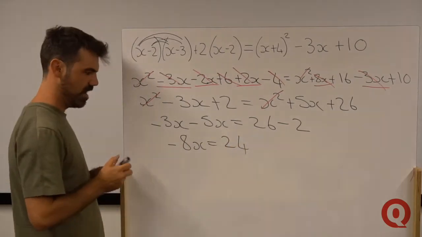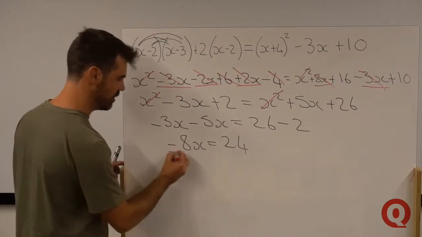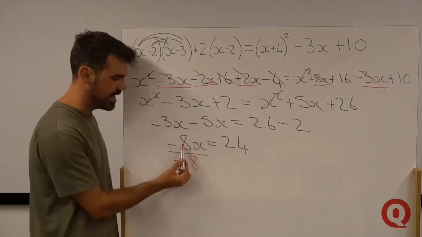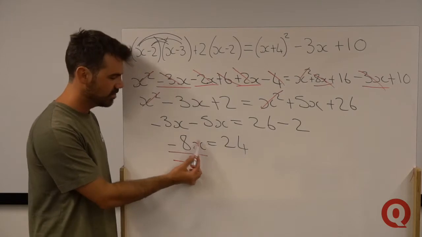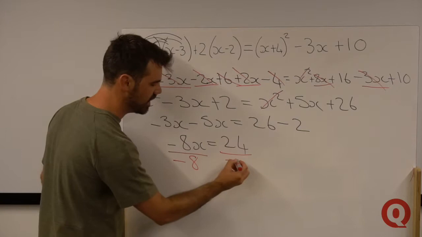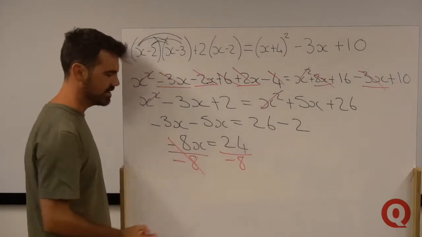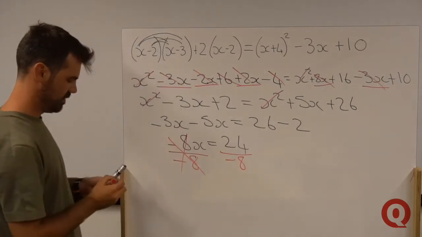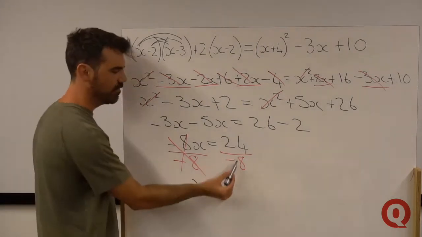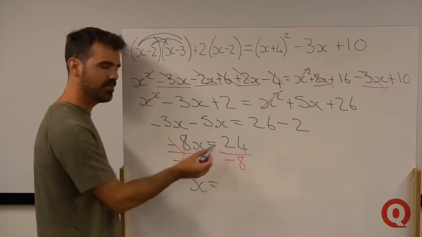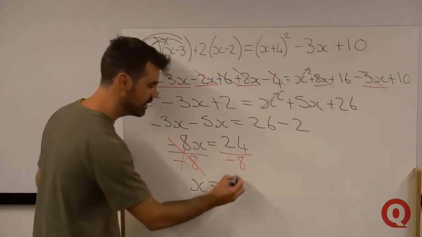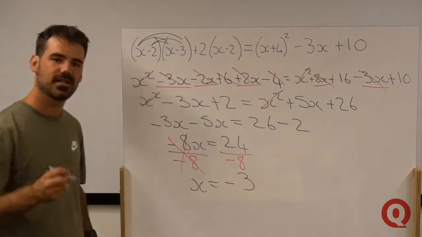Now, I need to divide this side by negative 8 to get this x on its own, because this is negative 8 multiplied by x. So in order to get rid of that, I need to do the opposite. So we need to divide. And what we do to one side, we must do to the other side. These cancel out. So I'm left with x is equal to 24 divided by a negative 8. Well, first of all, what's a positive divided by a negative? It's going to give me a negative, and 24 divided by 8 is 3. So my answer is negative 3.